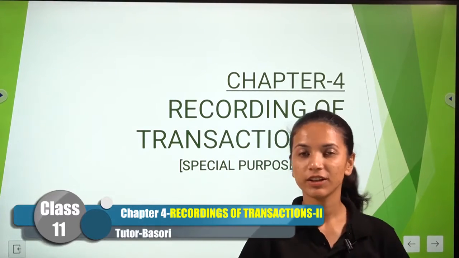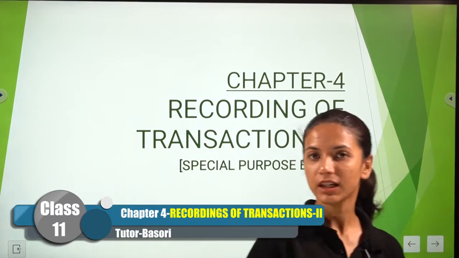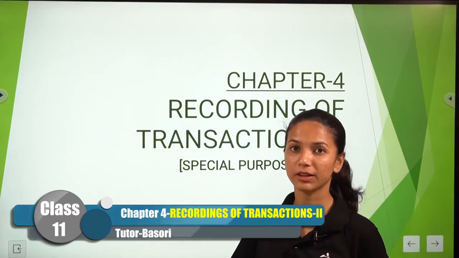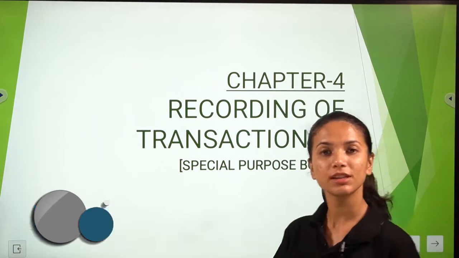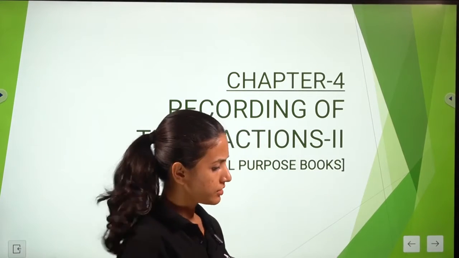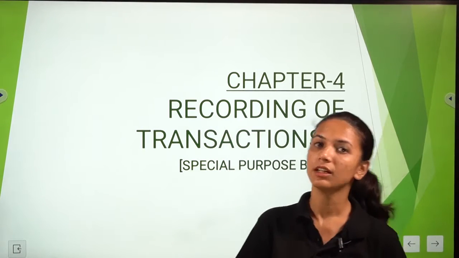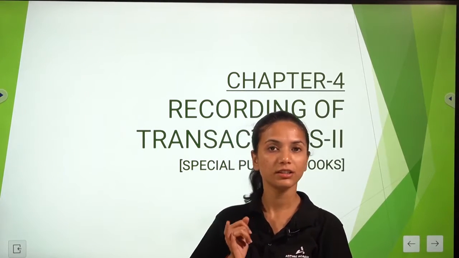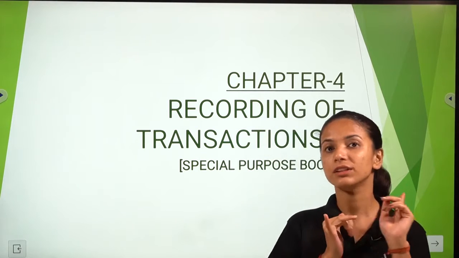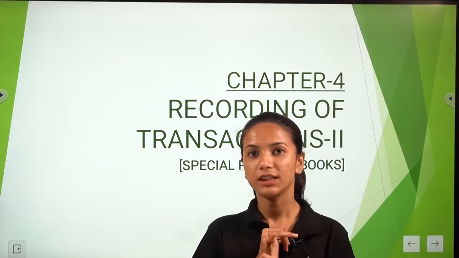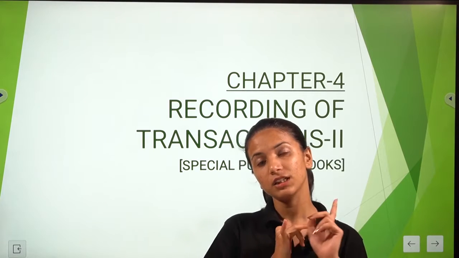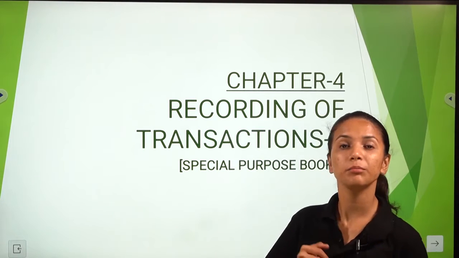So in the last class we have completed our chapter number 3, that was the recording of transaction part 1. Now we are going to start the next chapter, that is recording of transaction part 2. Now see, in the recording of transaction part 1, what are the things that we did? There were the accounting equation, then we did journal entries, then we did ledger, then after the ledger account we posted it to the trial balance. These were in part 1.